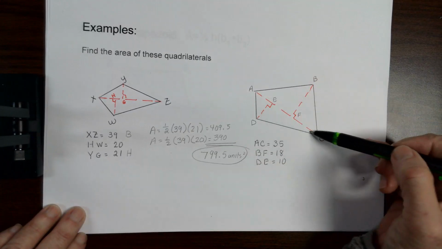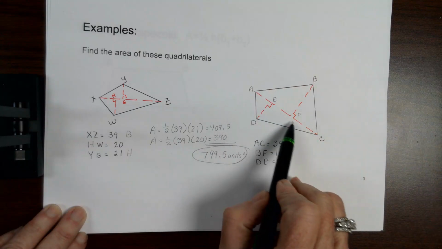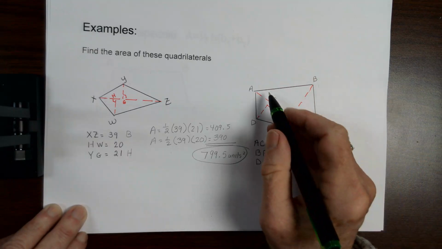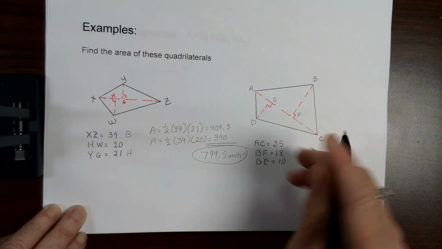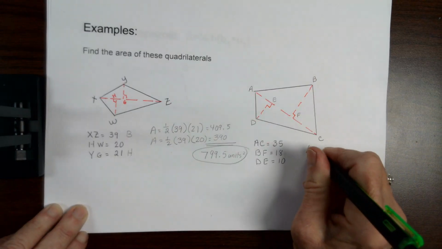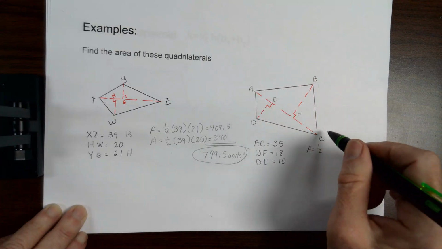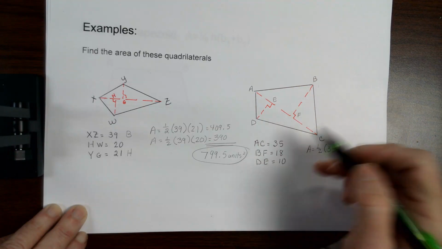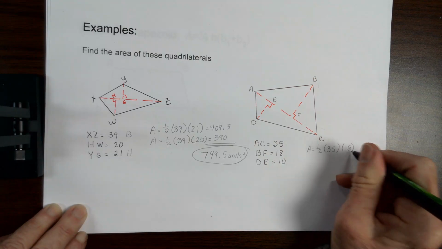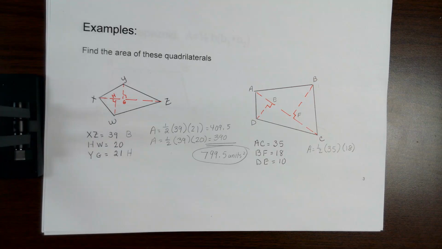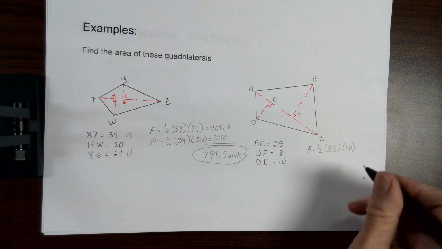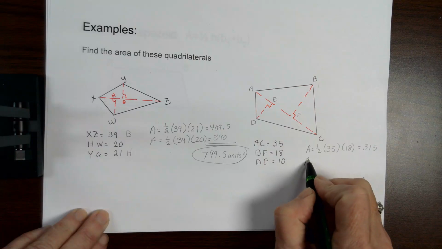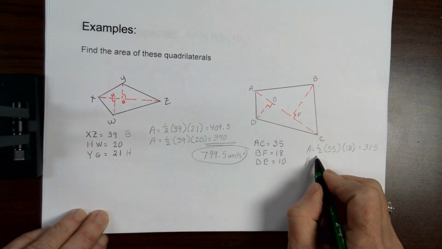If you look over here, this is another quadrilateral, and you can divide it into two triangles, this triangle and this triangle. So for the right triangle, on the right side, the area is equal to 1/2. The base is A to C, which is 35. The height is B to F, which is 18. So 0.5 times 35 times 18 is going to give me 315.